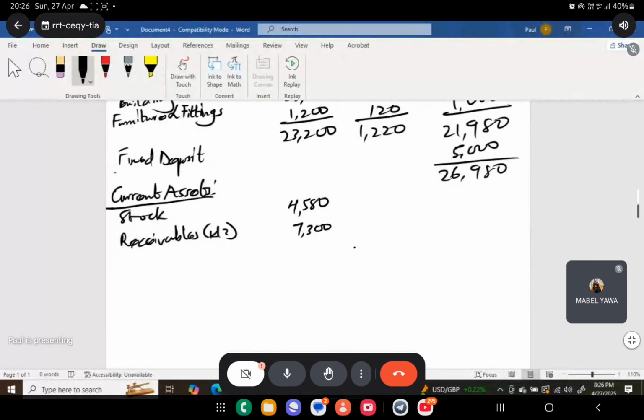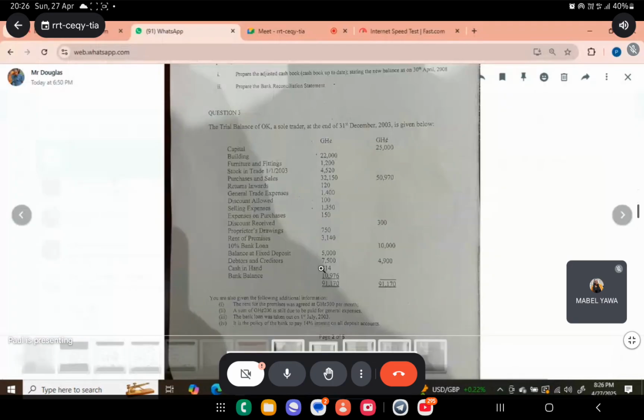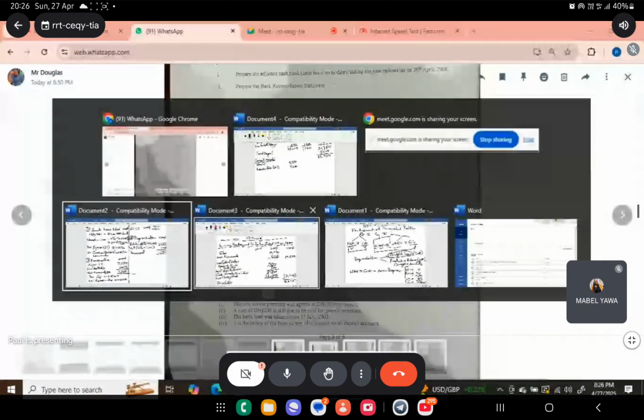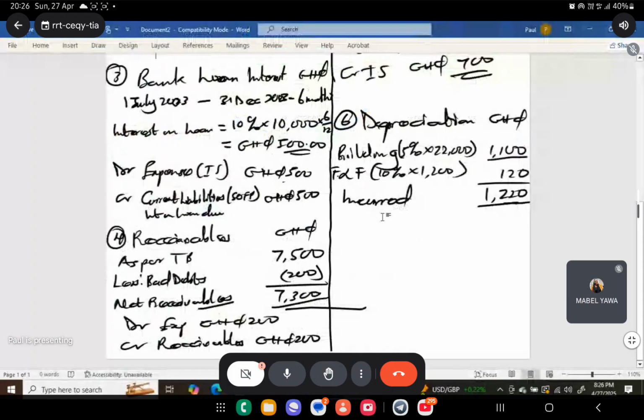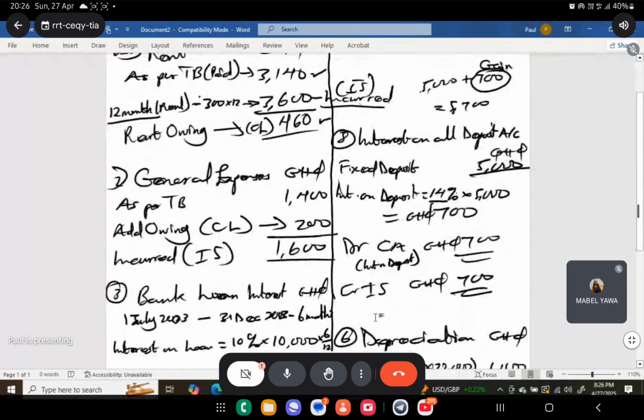Then we look into the question to see if there were any other assets. So you see, I told you that we did working for fixed deposit. And I told you that working for fixed deposit, we will debit it as a current asset and also credit it in the income statement as income or revenue, sorry, or as other gain. So we've done the other gain aspect. So we have to debit it as a current asset. So that's what we have.